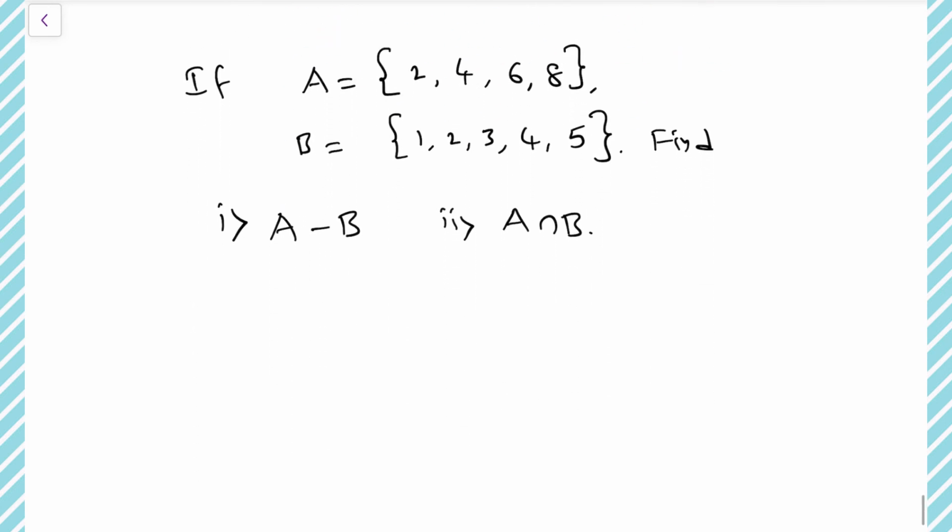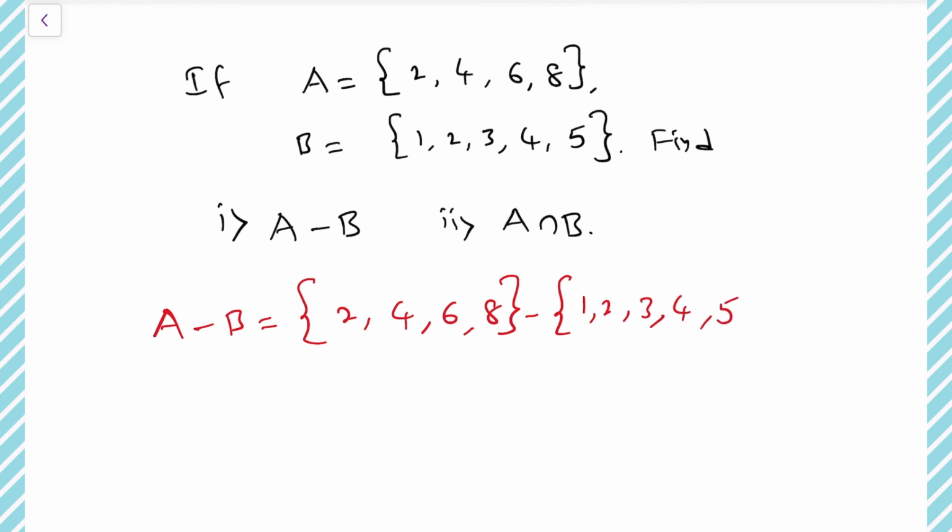Next. If set A equals 2, 4, 6, 8 and set B equals 1, 2, 3, 4, 5, then find the value of A minus B as well as A intersection B. First write A minus B. A minus B equals, set A we have 2, 4, 6, 8 minus set B we have 1, 2, 3, 4, 5. First remove all the elements which are common in both the sets. Here 2 is there, 2 is there. Next 4 is there, 4 is there.